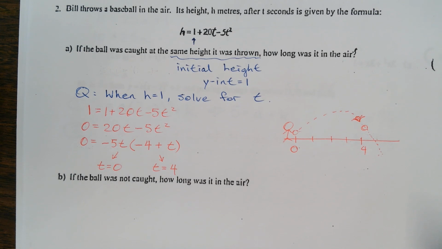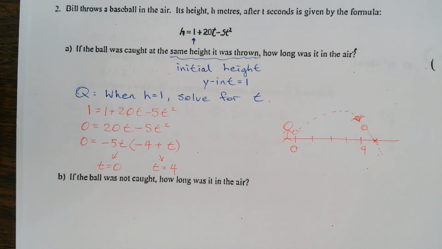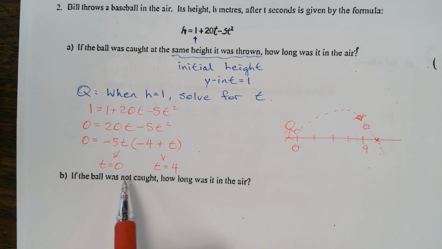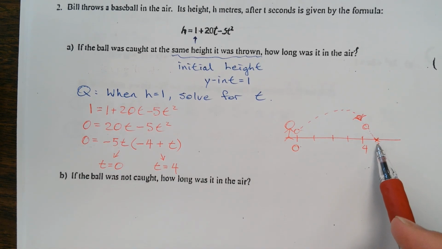So if I were to estimate, when did it hit the ground? 5. Yeah. So it could be 5 seconds when it hits the ground. That would be a good estimate. If the ball was not caught, how long was it in the air for? So there you go. You're solving for the x value when it hits the ground.